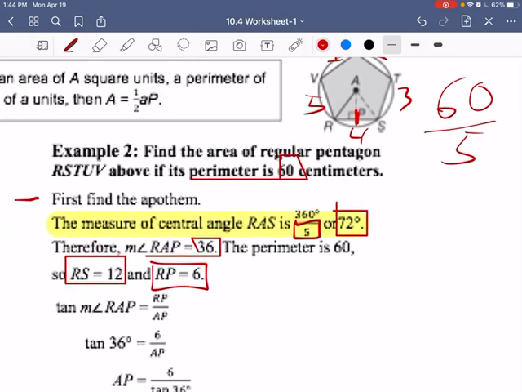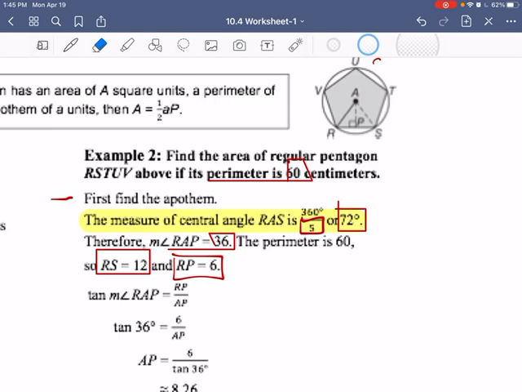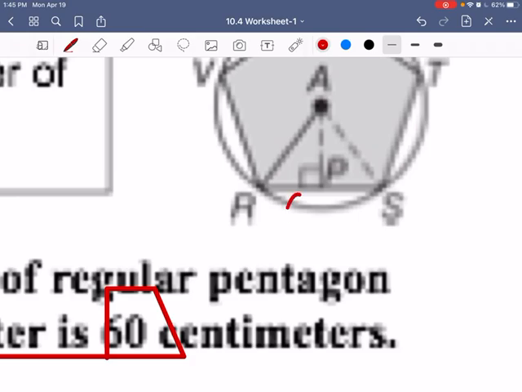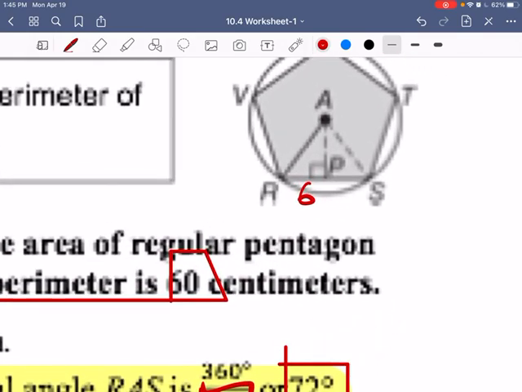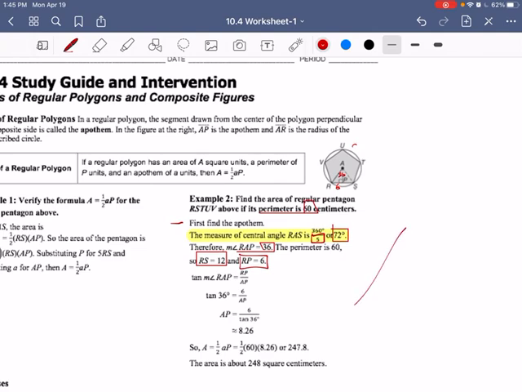So now we've gone all that way just to get to finding what the actual apothem is. We come back to this and say, all right, in this, we would know this is 6, and this angle, RAP, is 36. So we kind of have a triangle if we wanted to draw it up here. You know what, I'll draw it the way they did it.